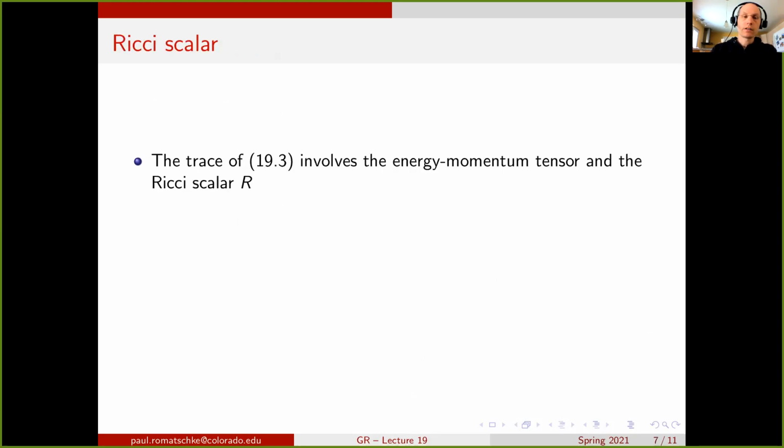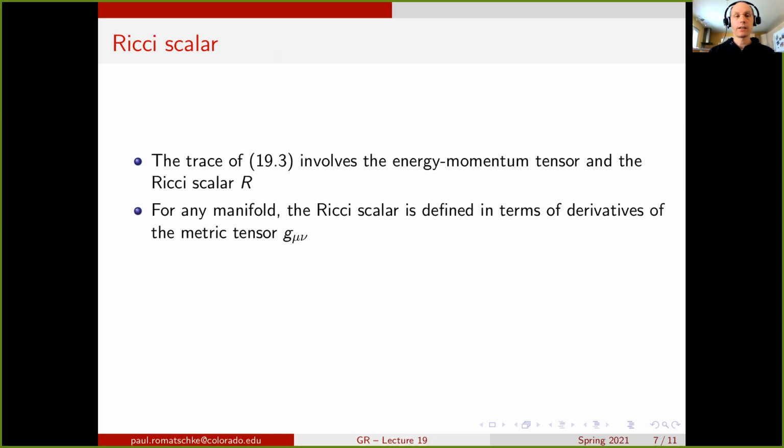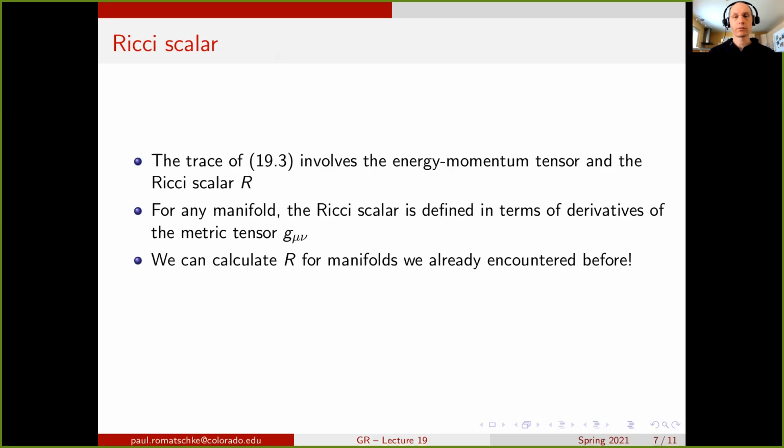So the trace of the field equations 19.3 involve the energy momentum tensor and the Ricci scalar. For any manifold, we talked about how the Ricci scalar is defined in terms of the Riemann tensor, and the Riemann tensor is defined in terms of derivatives of the metric tensor. So long story short, once we have the metric tensor, we can calculate derivatives of it, and hence we can get the Ricci scalar for this particular manifold, such as manifolds we have previously encountered in this lecture.